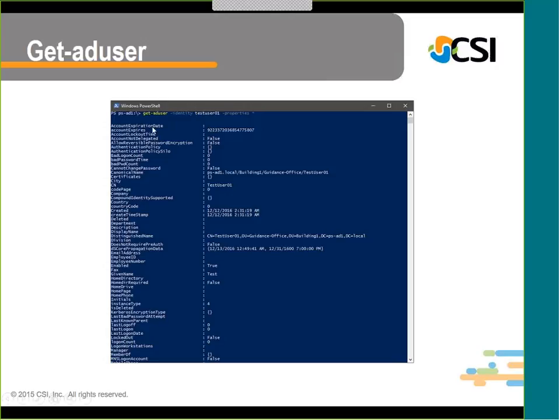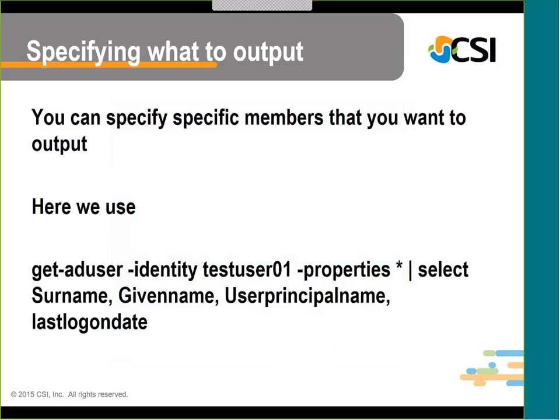So all of the output is considered an object, and then the various, I guess you could call them variables, these are called members. We can ask PowerShell to display specific members now that we know what they are. Okay, like I don't want to see all that other stuff. I just want to know their name, their UPN, and the last time they logged in.